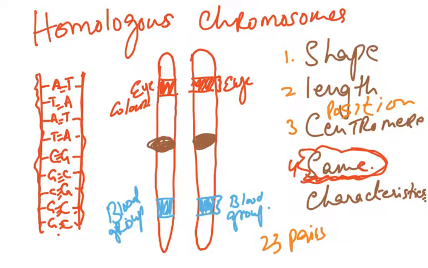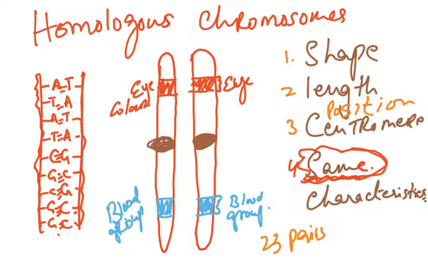That's why they're a pair, just like a pair of black shoes, and you have a buckle on one, so of course the other one must have the buckle as well. So it's a pair of shoes, a pair of socks. So homologous chromosomes are always in pairs.